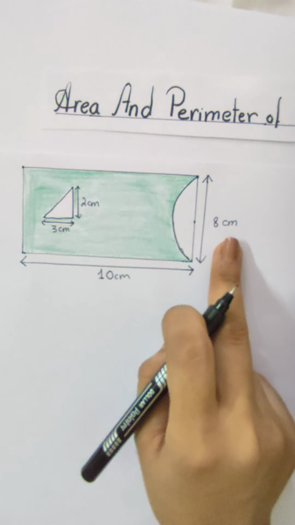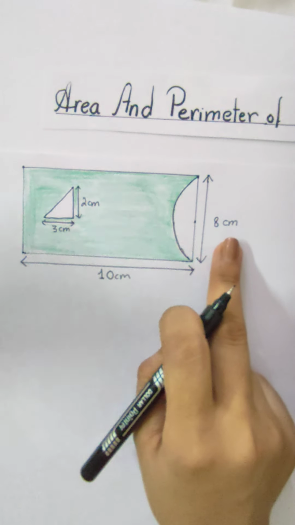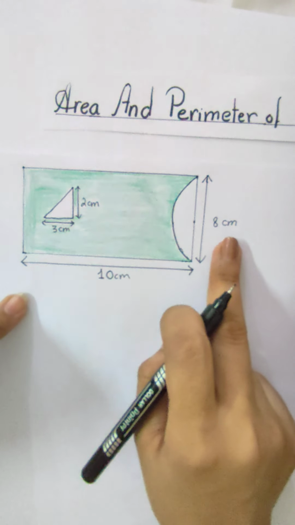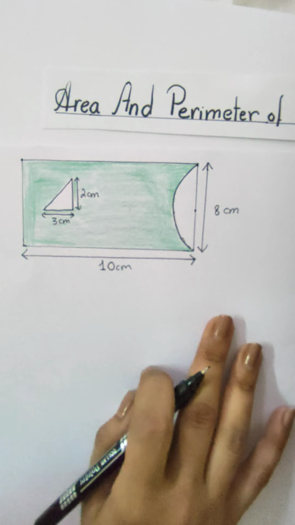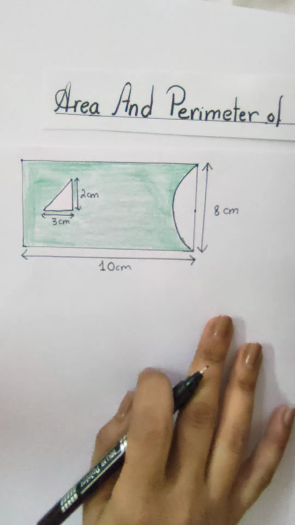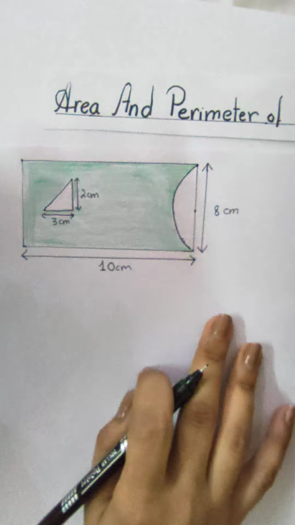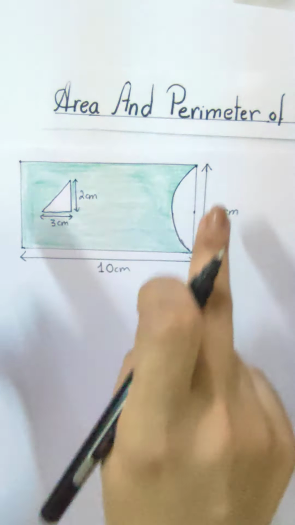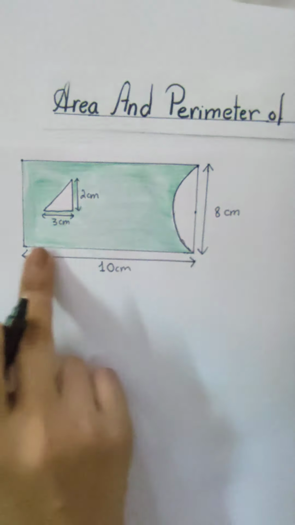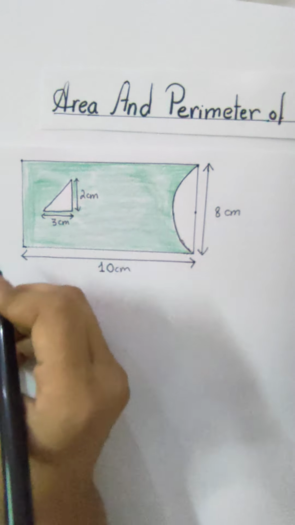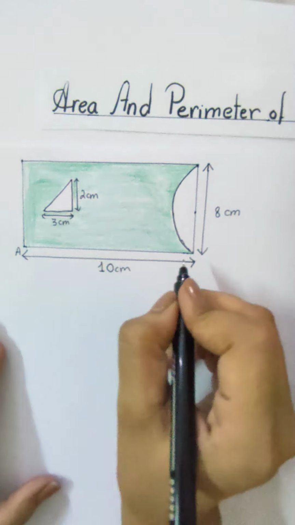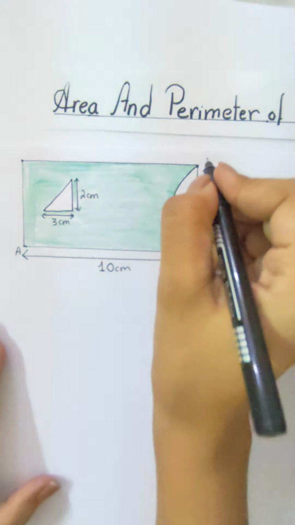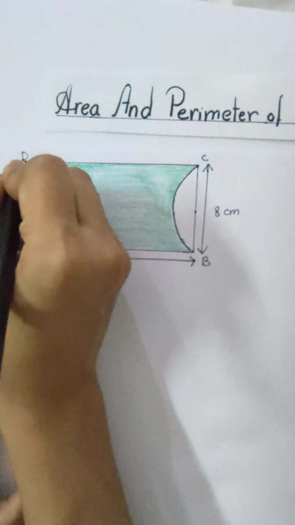So let's start. First of all, tell me what is the formula to find the area of a triangle, semicircle and rectangle? It is a little bit complicated question, but very easy as well. How can we find out? First of all, we find the area of the complete shape, and the complete shape is a rectangle. So I will give the corners of this shape the names A, B, C and D.